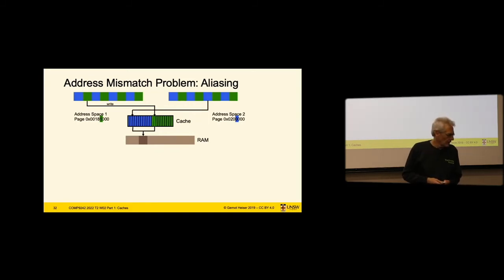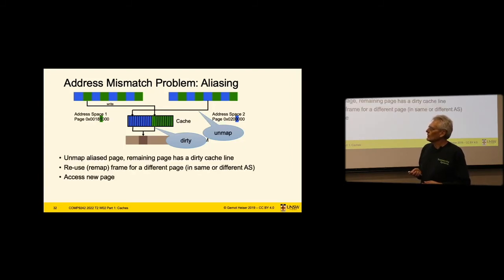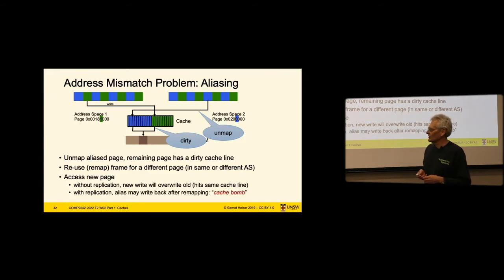So what are the issues here when we have a dirty line? Assume we have a synonym in the cache. One of them is dirty, the other is clean. We unmap it, and then remap the same page again. And eventually, the dirty line gets flushed out to memory. And suddenly, memory changes, even though it's really not mapped anymore. And that's called a cache bomb. So this dirty line is sitting in the cache and ticking along until some point where it suddenly gets replaced and then memory changes apparently randomly. So that's a pretty bad problem to have.